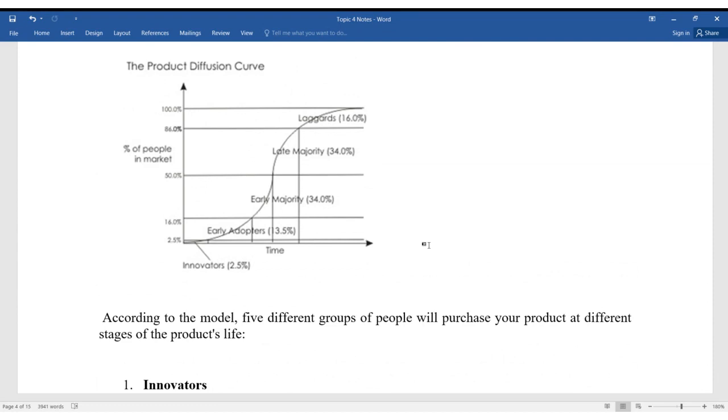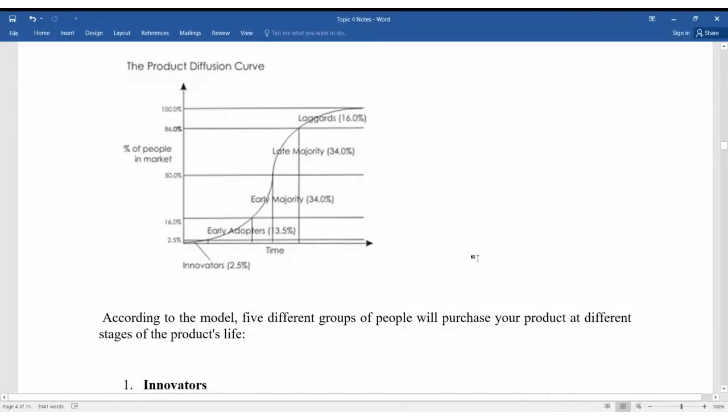In the product diffusion curve, we have 5 different groups of people who purchase a product when it is launched or during the different stages of the product life cycle. We have the innovators. Innovators tend to be the first group, the first people to adopt a new product when it is made.